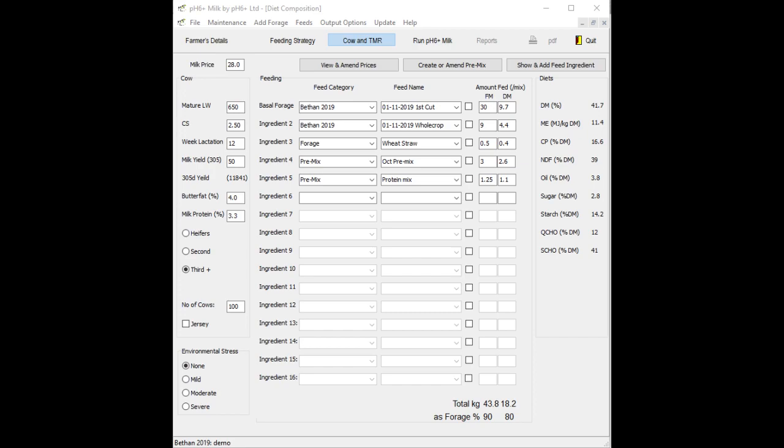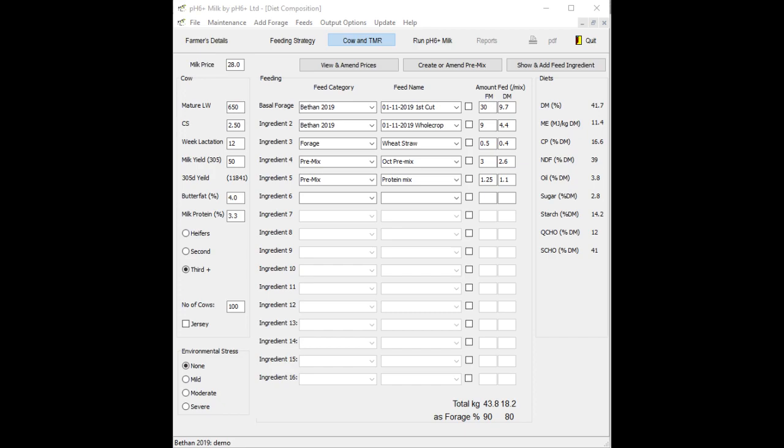Milk yield obviously varies. On average, a herd's milk yield might be around 35, but at peak yield, a cow will produce 60 litres per day, and at 40 weeks of lactation, maybe 20 litres per day. In this instance, we'll set it at 50 litres per day. The butterfat varies a bit with week of lactation, but a value of 4% is considered good for the herd. For milk protein, a value of 3.3% is good.